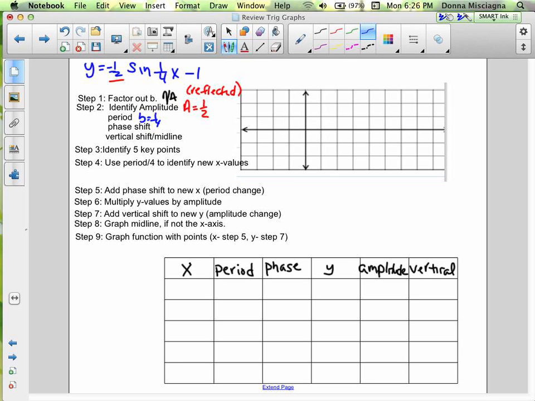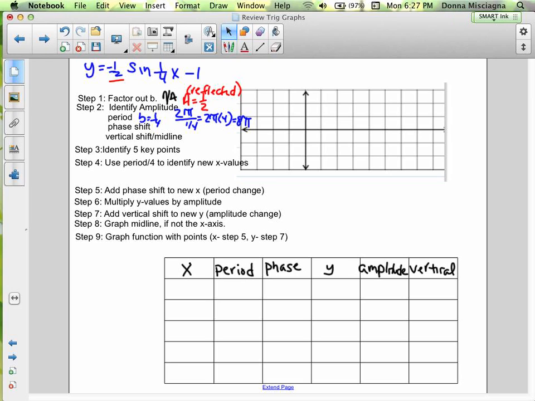To find the period, you take 2 pi and divide by b, so that's 2 pi divided by 1/4. I'm using up way too much space here. That's the same as 2 pi times 4, so our period is 8 pi. There's our period. So add that to your notes. You don't need to write the NA, but do write that the amplitude is 1/2, and do write how to find the period and that it is 8 pi.